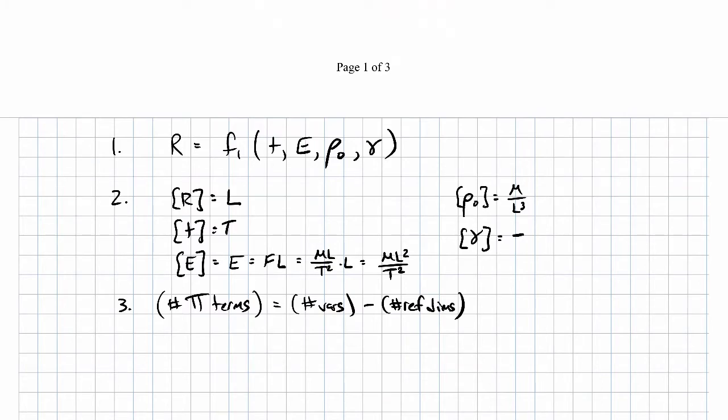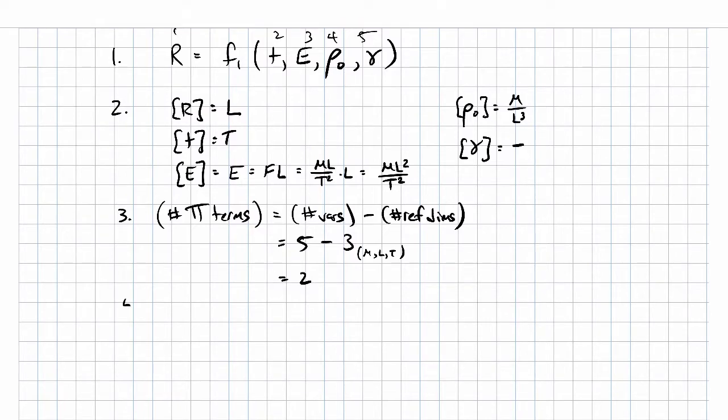So our number of variables is up here. We have 1, 2, 3, 4, 5. Number of reference dimensions, well, you look down here, we certainly need a length, we certainly need a time, and we definitely need a mass. And then the energy has all those already. So we need 3 reference dimensions, mass, length, and time. So we'll have 2 pi terms.